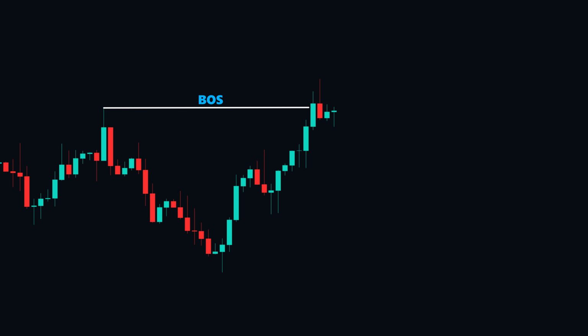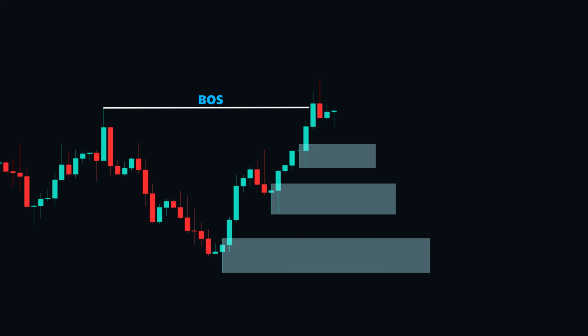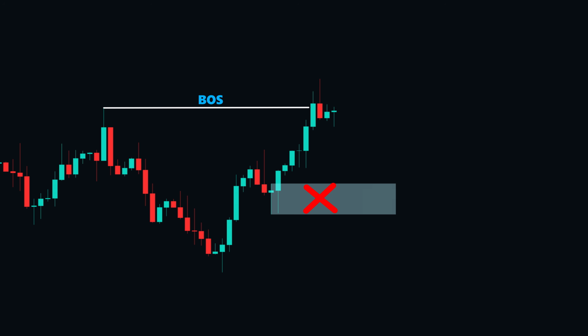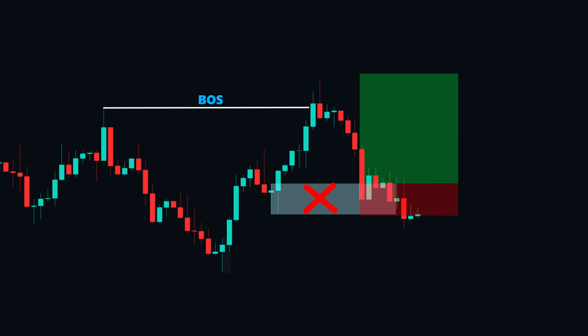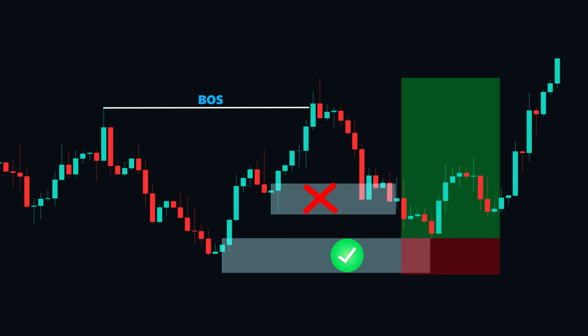Have you ever looked at your chart and felt stuck? Multiple zones to buy from. They all look perfect, but deep down, you're not sure which one will actually hold. Pick the wrong one, you take a loss. Miss the right one, you watch price run without you.